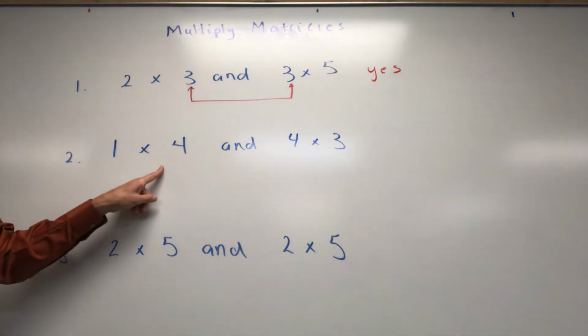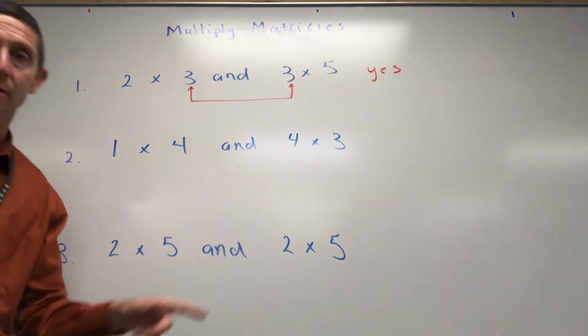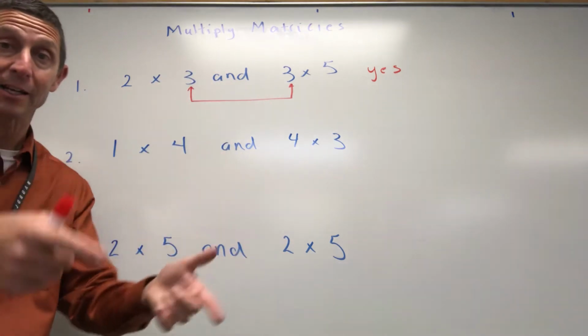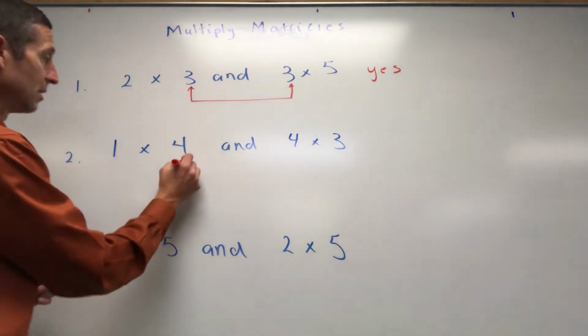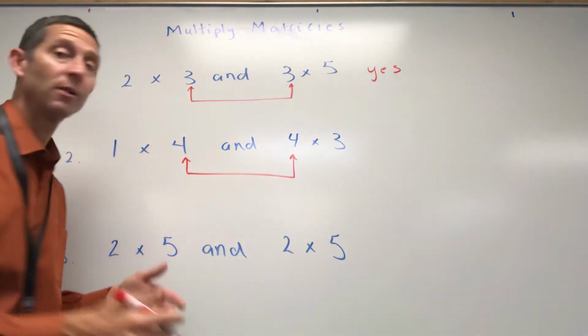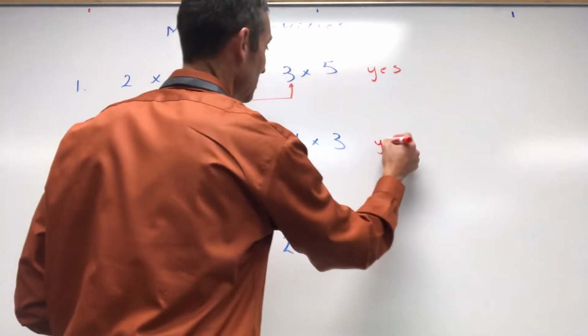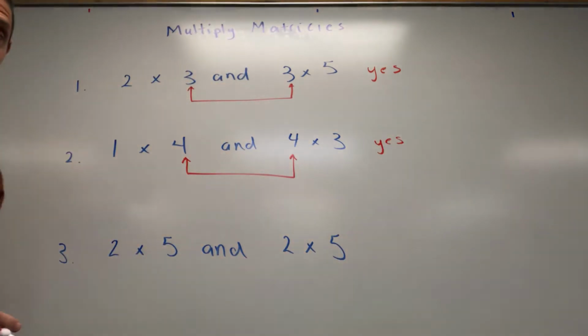This is a 1 by 4, and this is a 4 by 3. So the question is, can I multiply them together? Like, can I proceed? Can I attempt this? Let's check. Here's a 4, here's a 4. They're the same number. Yes, you can. So yes, you can multiply those together also.